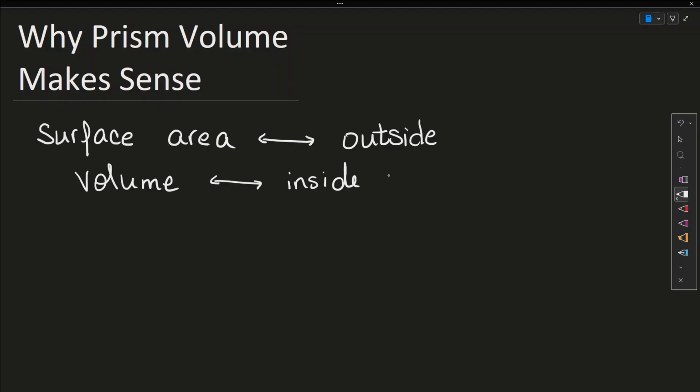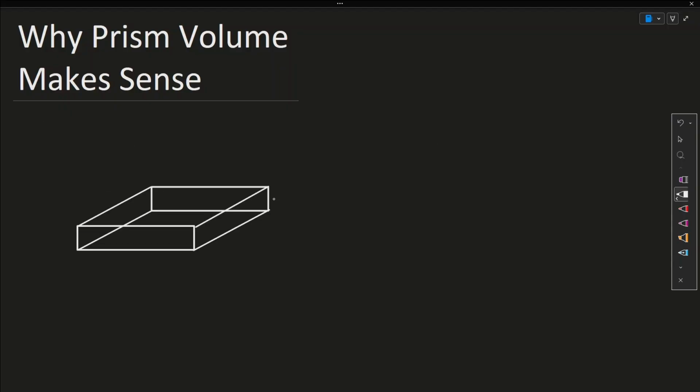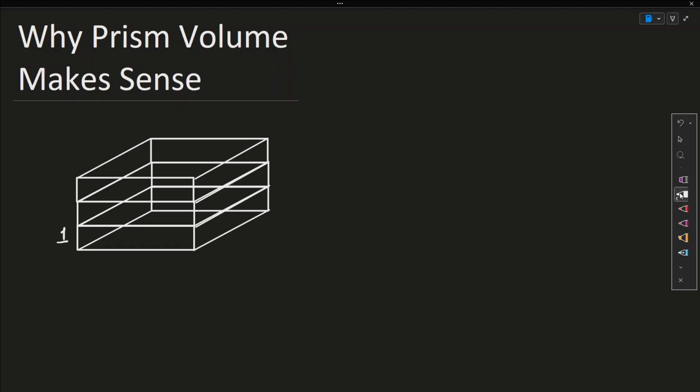A very helpful way to think about volume is through stacking. For a prism, we can start with a base that has a height of 1. Then we stack copies of this on top of each other until we have the full figure. This is a powerful image. Imagine cutting the prism into thin layers. Each layer looks exactly like the base. If we keep stacking identical layers, the amount of space inside the figure grows in a very regular way.